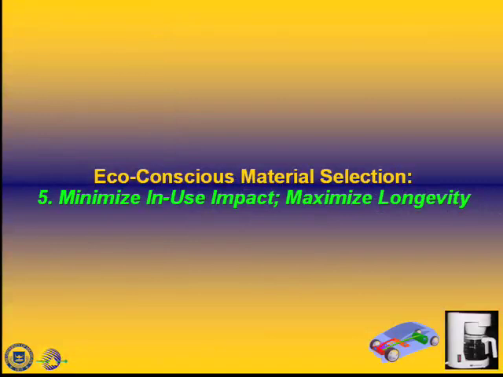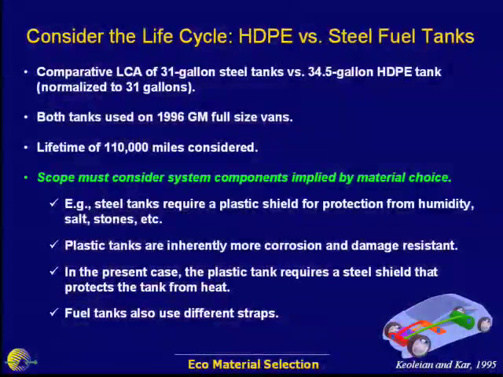Okay, in-use impact, right? One more case study for us before we move into manufacturing on Friday. Here is the fuel tank example: producing a fuel tank out of high-density polyethylene versus steel. In this case, this was a GM full-size van. We've got a 31-gallon steel tank and a 34.5-gallon high-density polyethylene tank that's normalized now to 31 gallons.